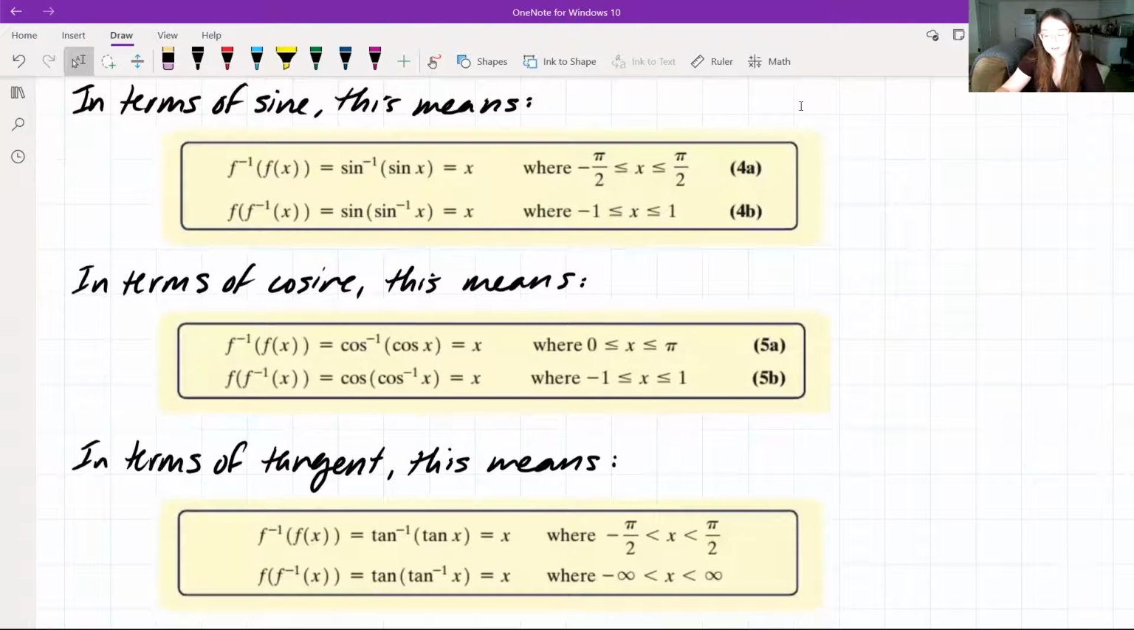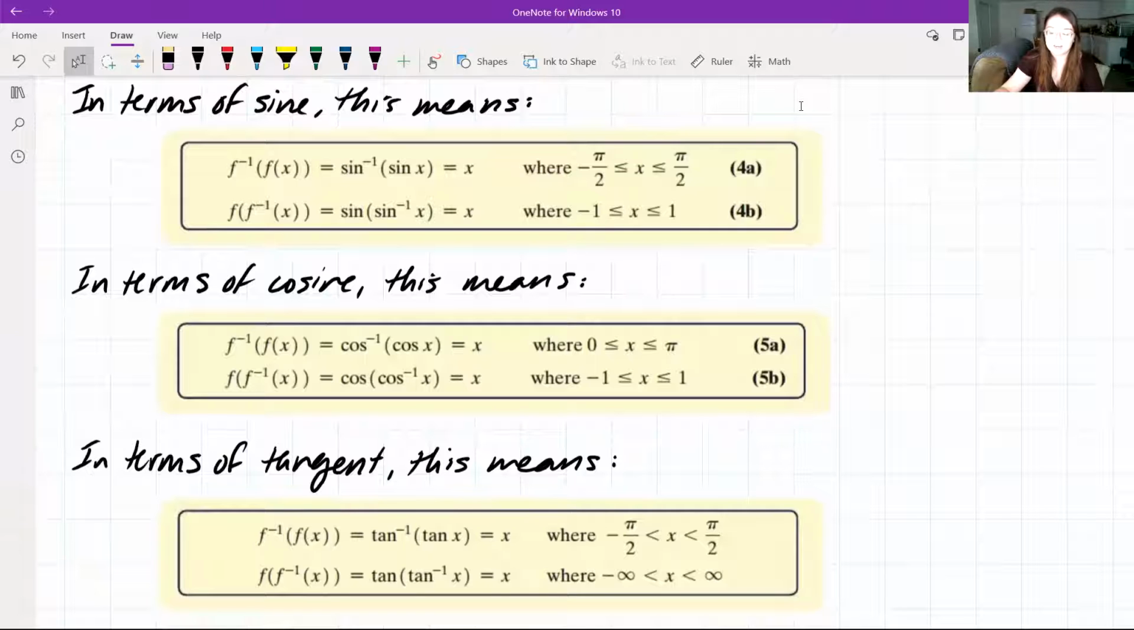In terms of cosine, we say that cosine inverse of cosine x is equal to x, where x is between 0 and pi. Then if we have cosine of cosine inverse of x, this is still equal to x, where now x is between negative 1 and 1, including.